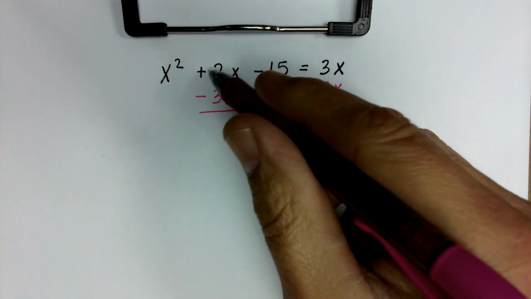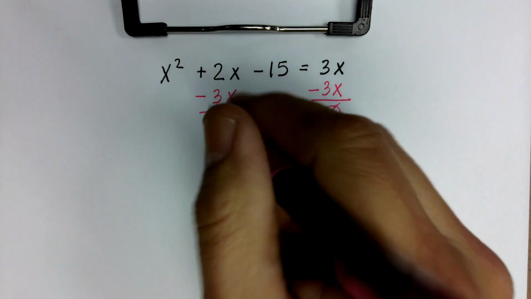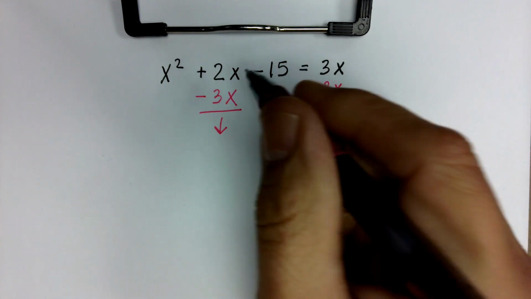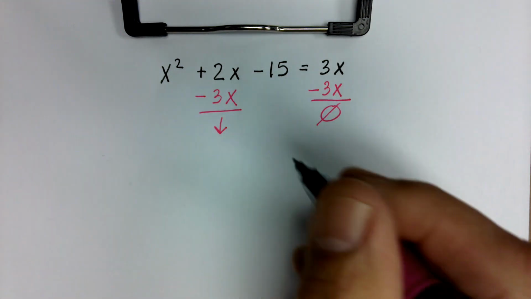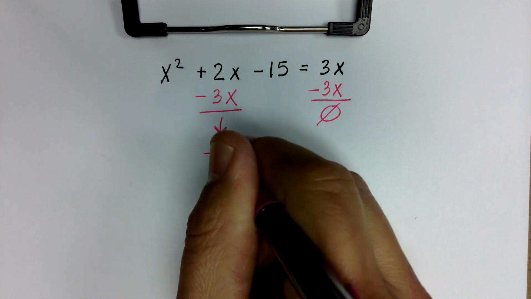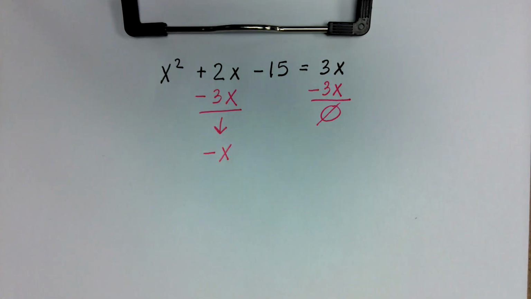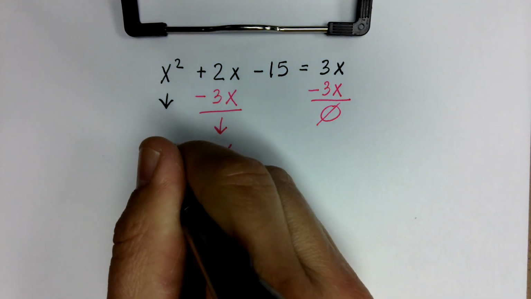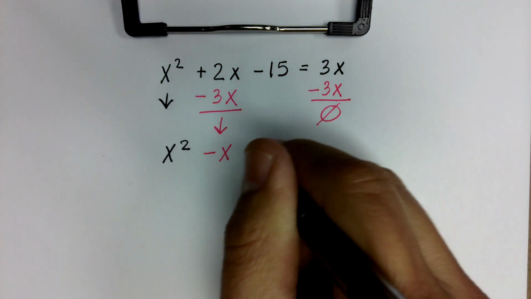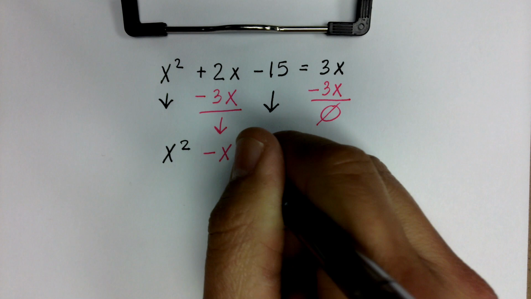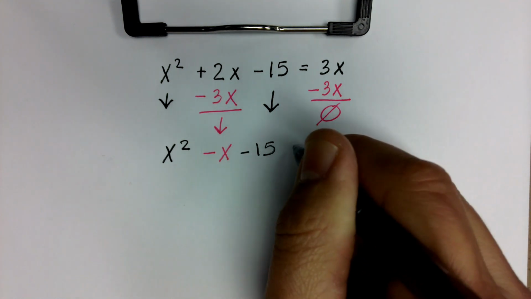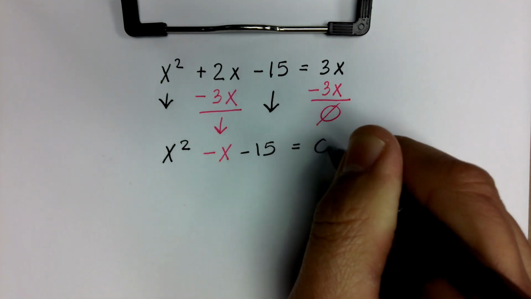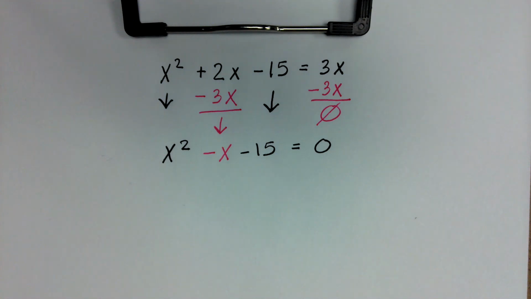Now, I also have to subtract 3x from the left side to keep my equation balanced. This is positive 2 minus 3. If I were to put that in my calculator, it's going to be 2 plus negative 3, which leaves me with simply negative x. I'm then going to bring down the rest of my values. So this is still x squared. I'm going to bring down my negative 15. And now, since this is set equal to 0, we can go ahead and use the quadratic formula.